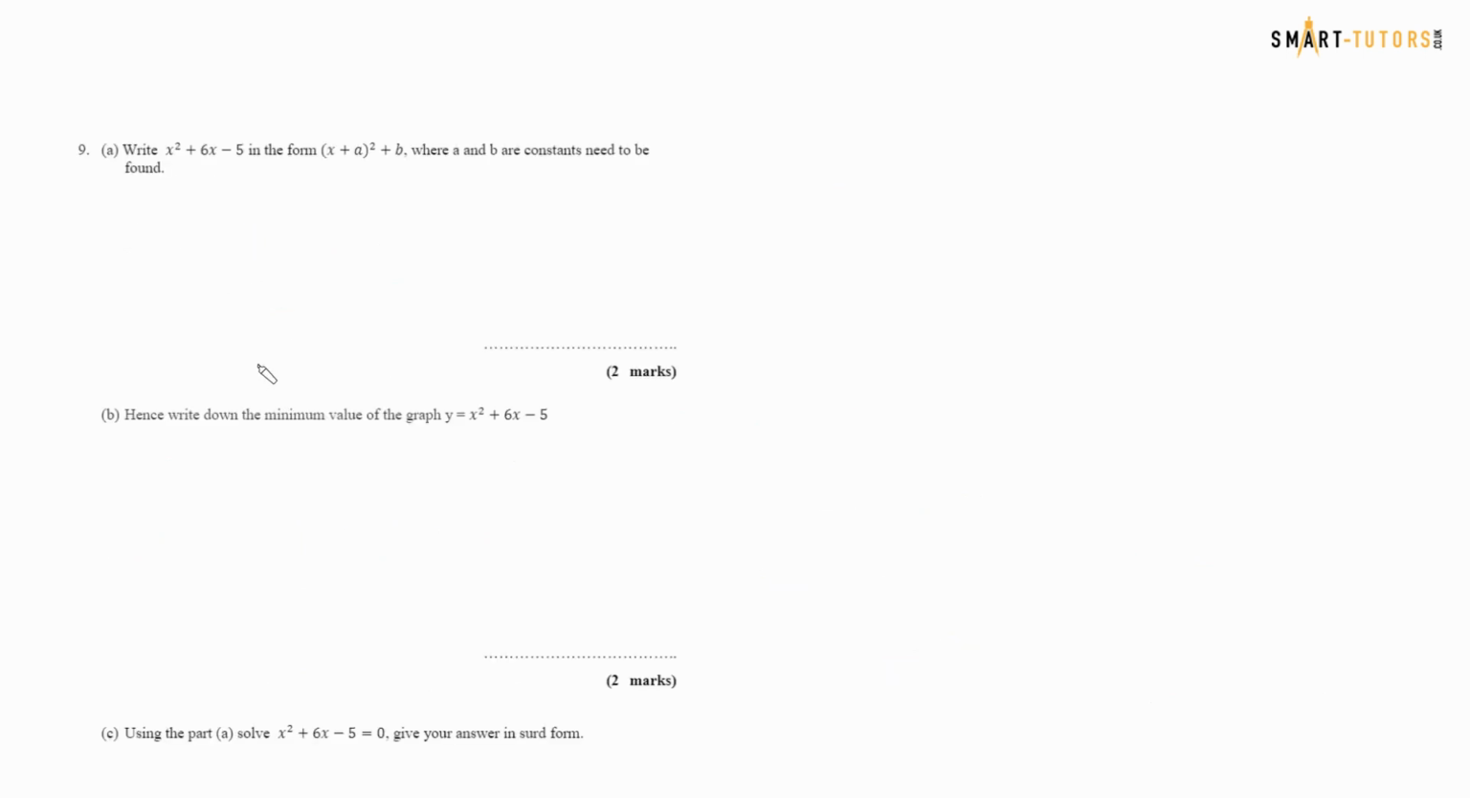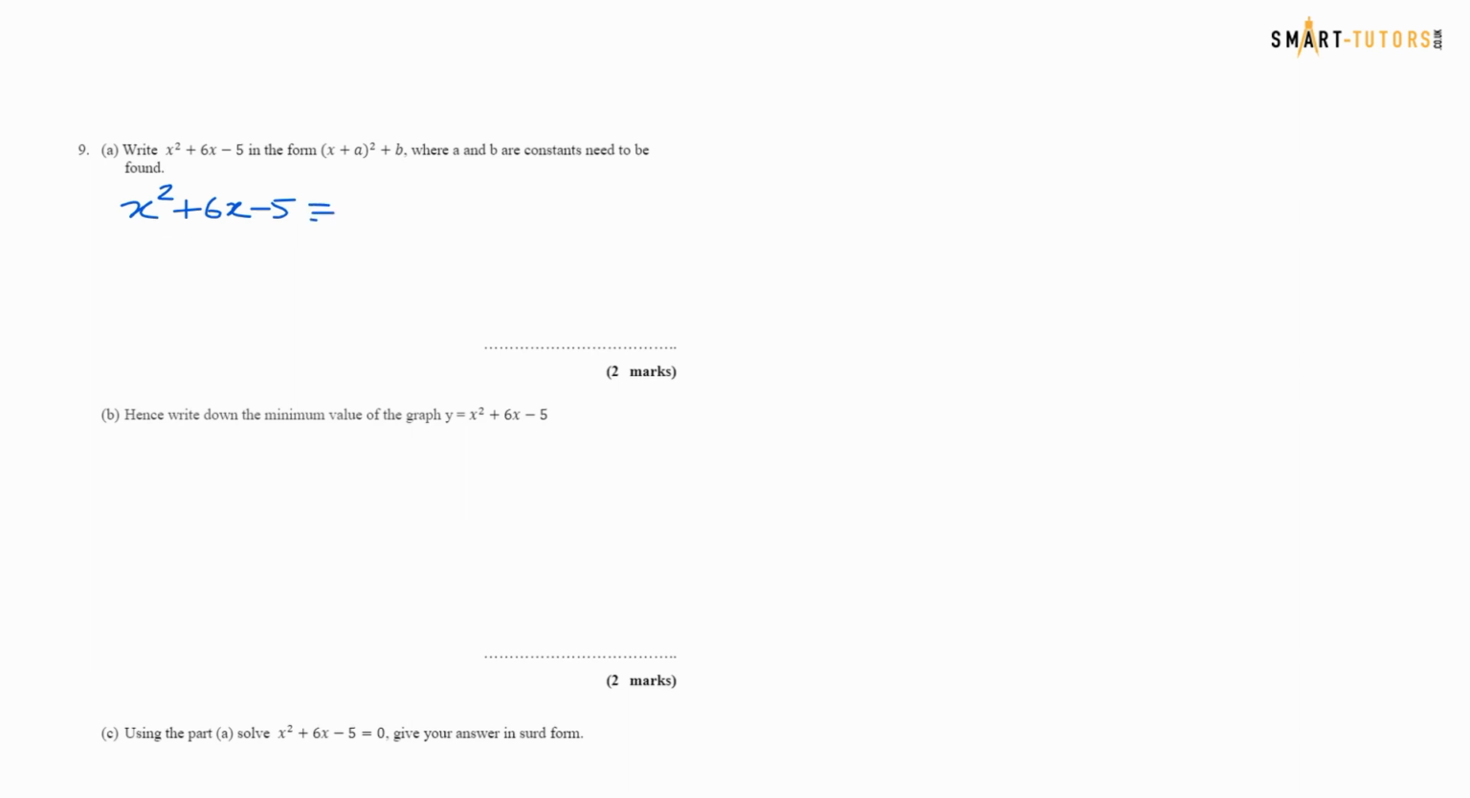Question number 9. Write x squared plus 6x minus 5 in the form of (x plus a) whole thing squared plus b, where a and b are constants that need to be found. So I'm going to be doing this question x squared plus 6x minus 5, same as what we discussed in the early part of this tutorial.